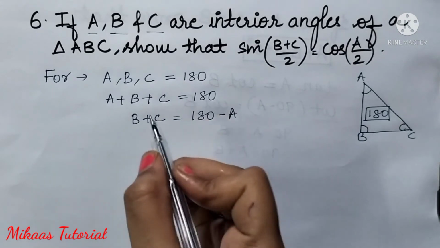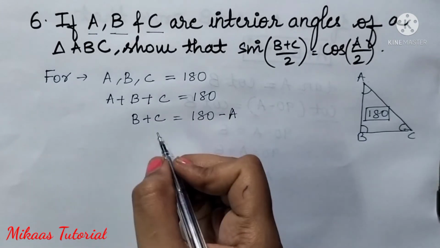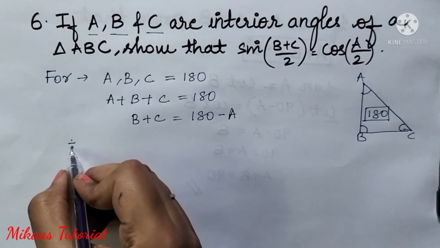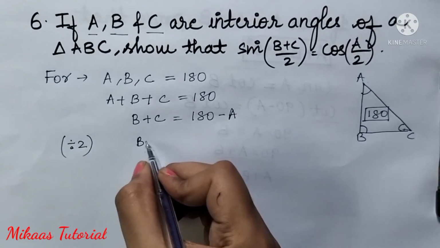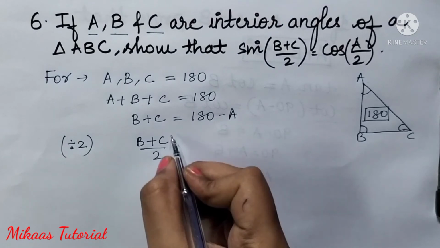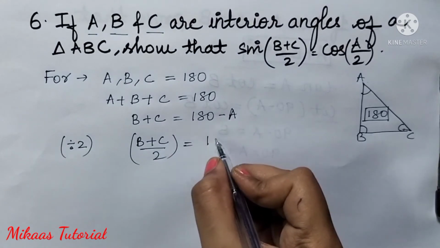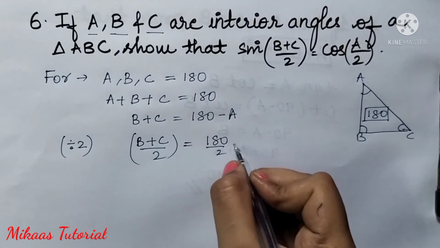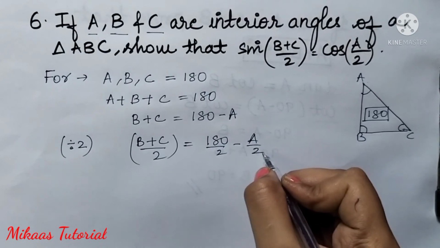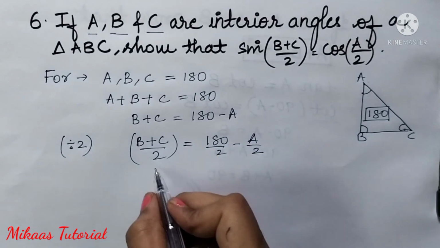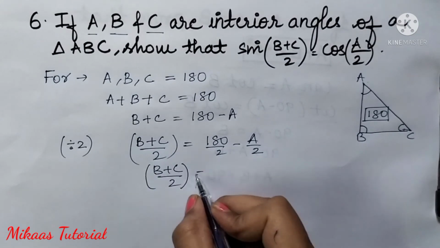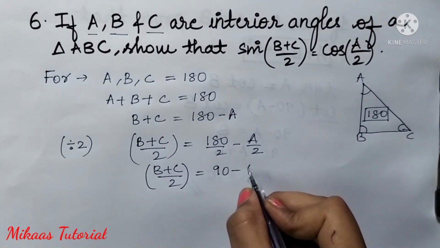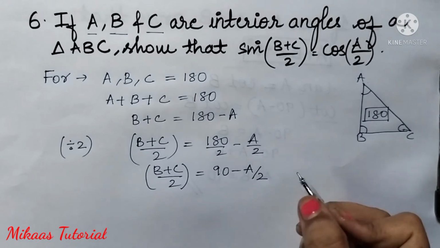Now you divide this by 2. Divide both the LHS and RHS by 2. What will you get? (B plus C) by 2 is equal to 180 by 2 minus A by 2. B plus C by 2 stays as it is, and 180 by 2 is 90 minus A by 2.